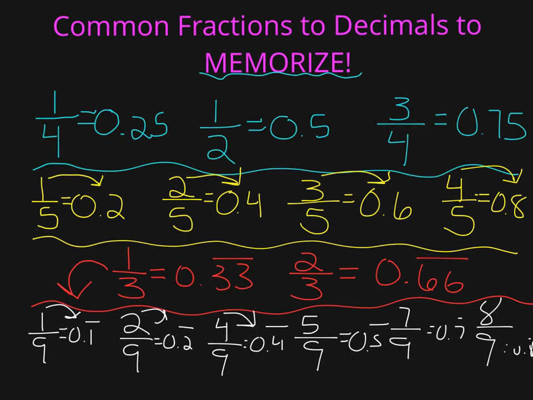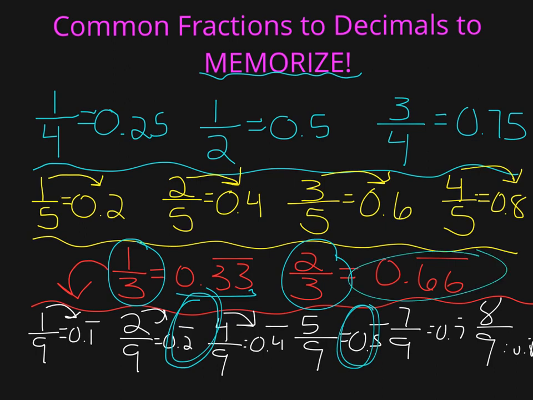And now, just to show you that connection I was talking about, notice how there is no 3/9 and there's no 6/9. Well, 3/9 simplifies to 1/3, 0.1 repeating, 0.2 repeating, 0.3 repeating. And then 4/9, 5/9, 6/9 simplifies to 2/3, 0.4 repeating, 0.5 repeating, 0.6 repeating. So that's the relationship between 1/3 and 2/3 to my nines. So here's the big set of fractions in which you need to have those decimals memorized.